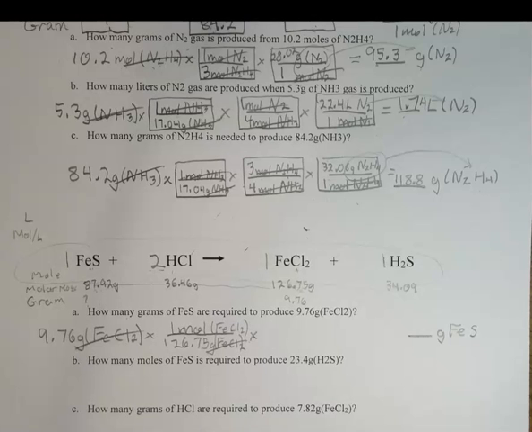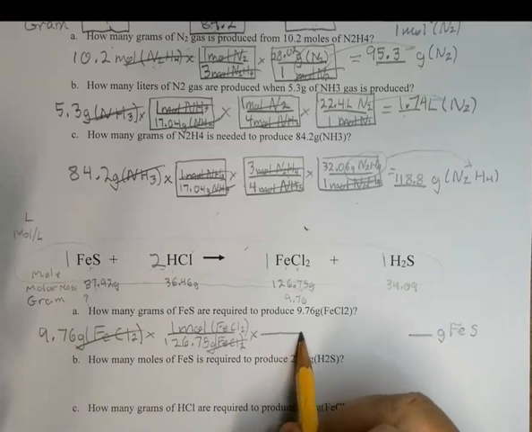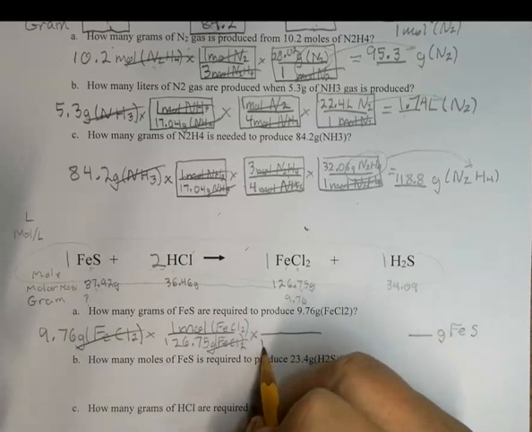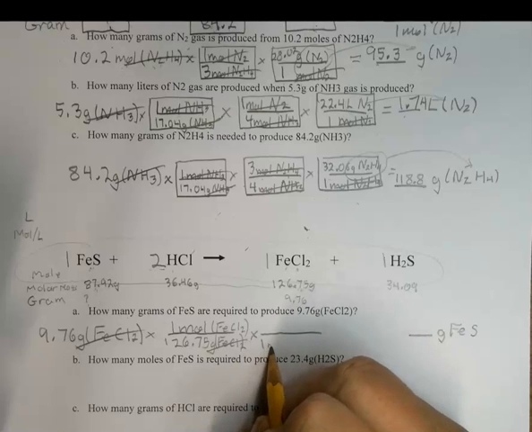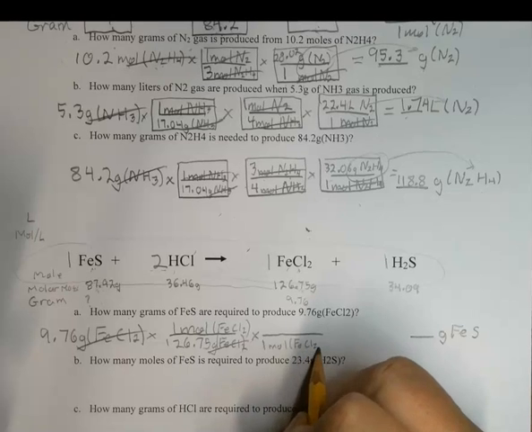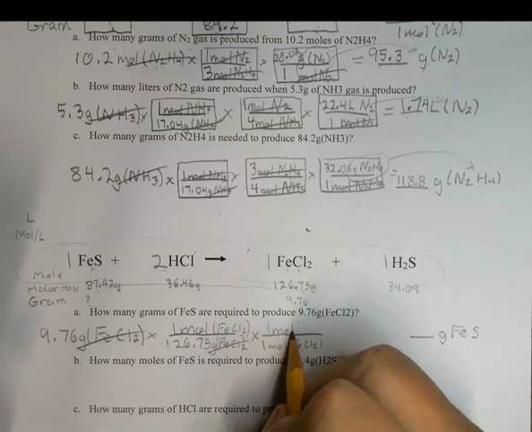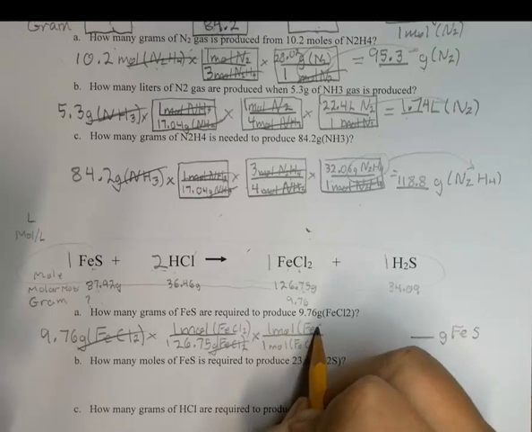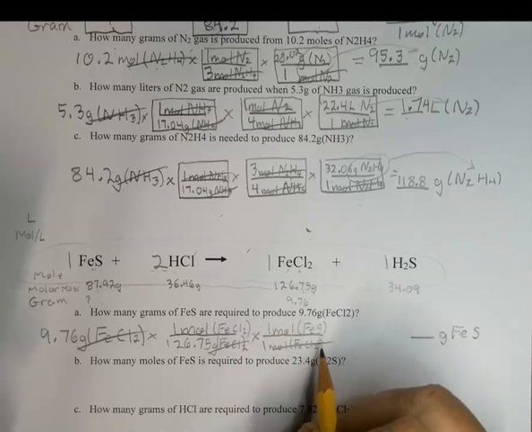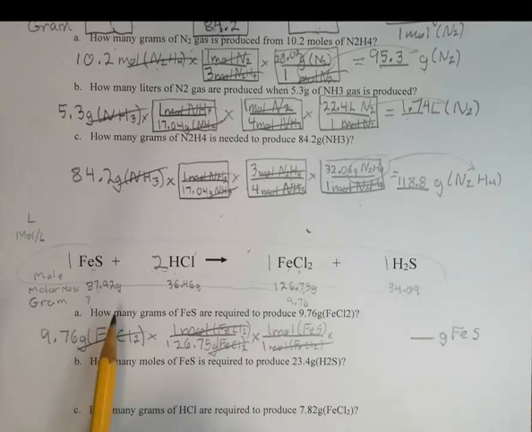Okay, so now we're doing a moles to moles, from FeCl2 to FeS. You notice it's 1 to 1. That makes life a little easier for us. So it's 1 mole, and we need FeCl2 on the bottom. And we need 1 mole of FeS on the top. Moles of this cancels with moles of that. And now we're ready for our final molar mass conversion.